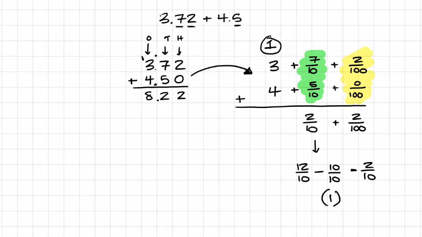Now we're going to look at the ones place. We have 8 as my ones. So let's look at where we stand here. We have 8, 2 tenths, and 2 hundredths. And if you look at these numbers, we see a similar number.